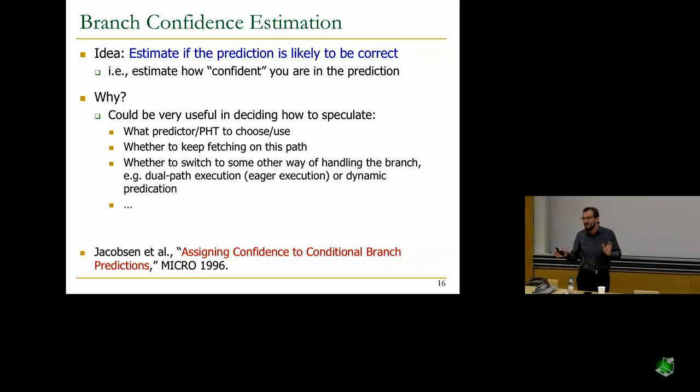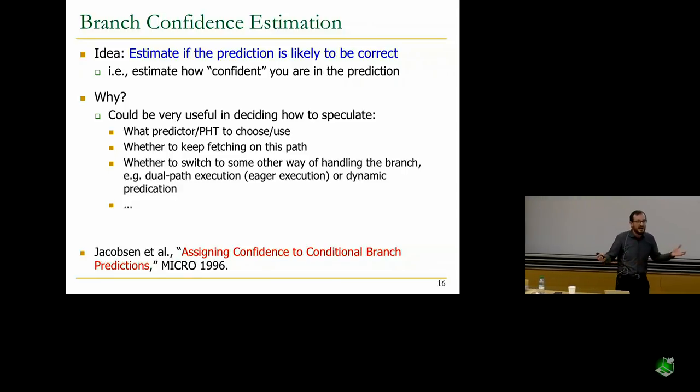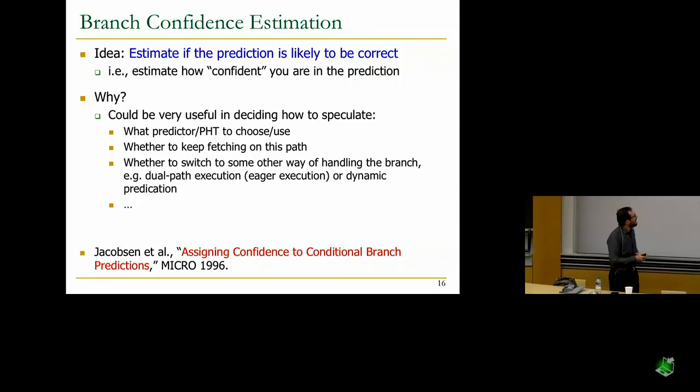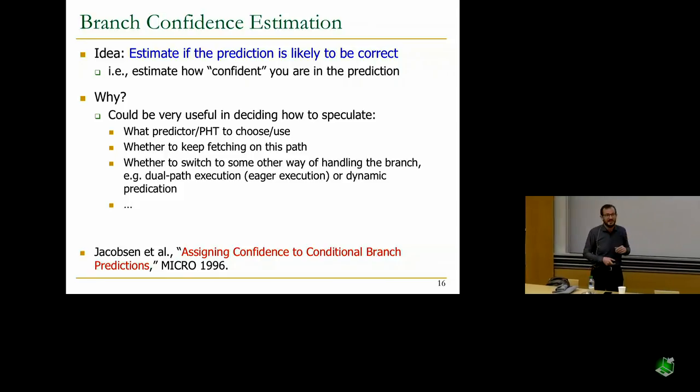Now, how to do that, I'm not going to go into that. But one way you could imagine is you can see how good your predictions have been in a given predictor and use that as your confidence, right, over time. You need to use some other information than the prediction information that you have, because otherwise you'll be redundant and you cannot affect your outcome, right?